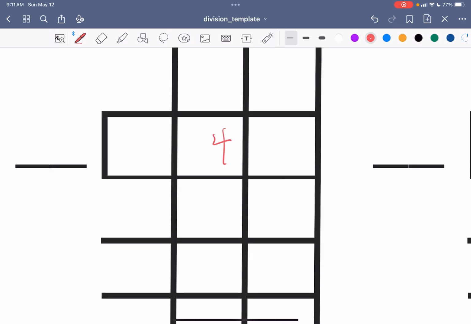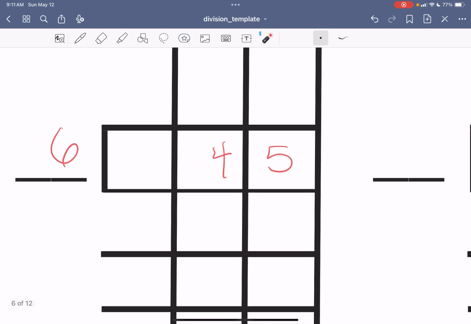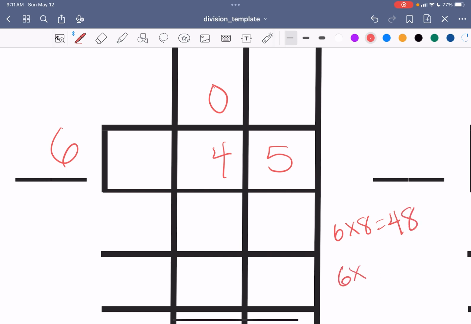Let's do 45 divided by 6. So we have to divide every number. So 4 divided by 6 is 0. Now the new number is 45. How many times can 6 go into 45? Well, I know that 6 times 8 is 48. That's too big. And let's see, 6 times 7 is 42. So 7 will work. So I'm going to use 7.